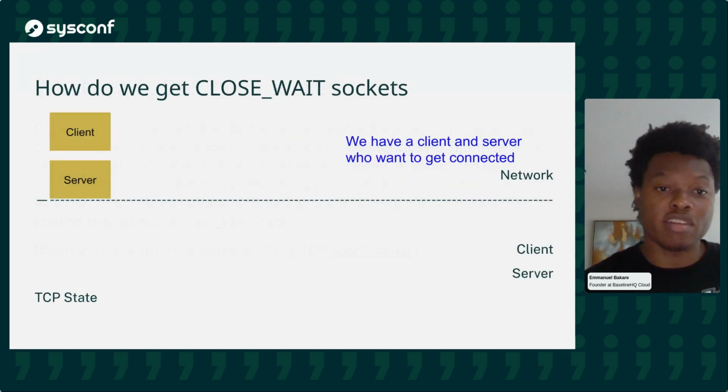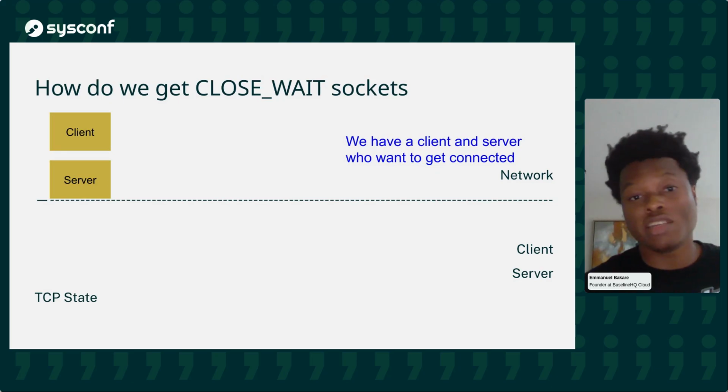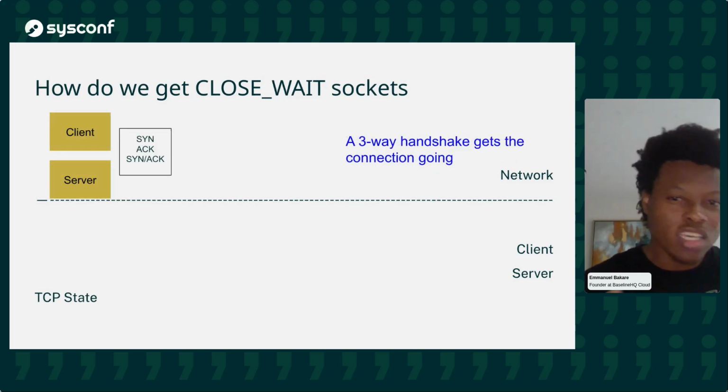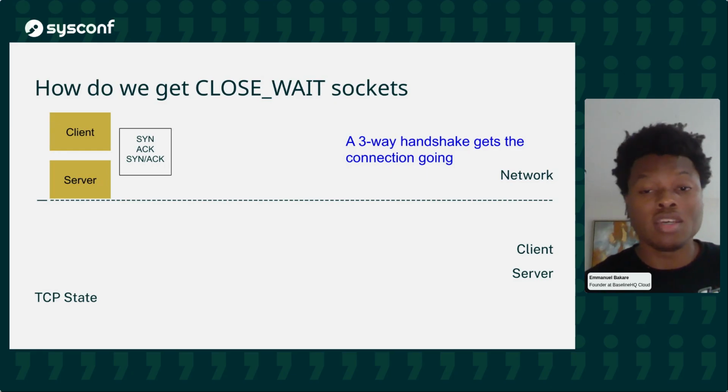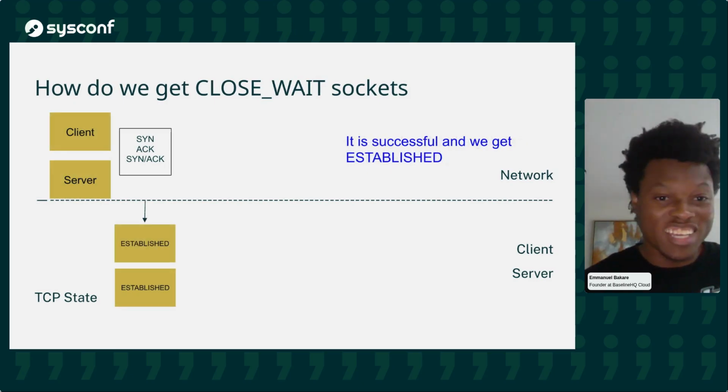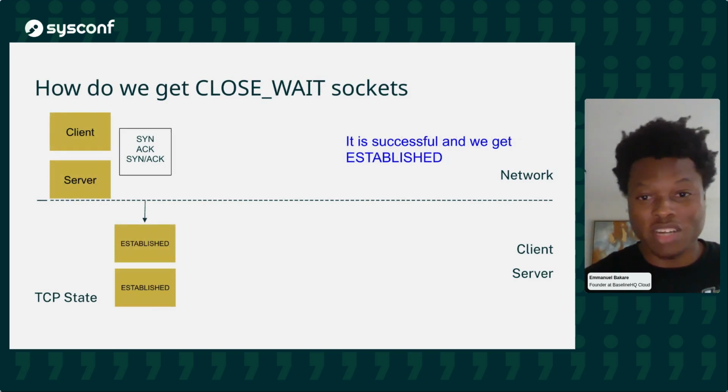Here's a very nice diagram that I will describe. A client and server are trying to get connected. They do their three-way handshake thing. They're happy with each other. They're like, you are going to serve me today. That's what the client tells the server. Now, everything goes into ESTABLISHED, right? Because both of them can now talk to each other.